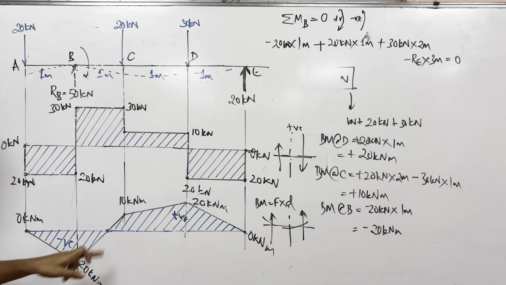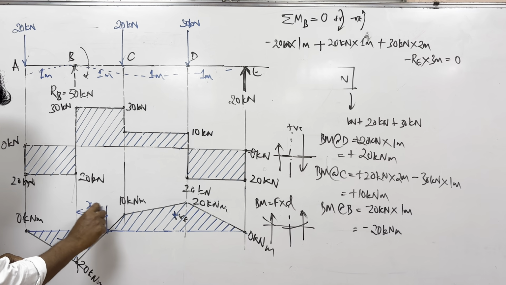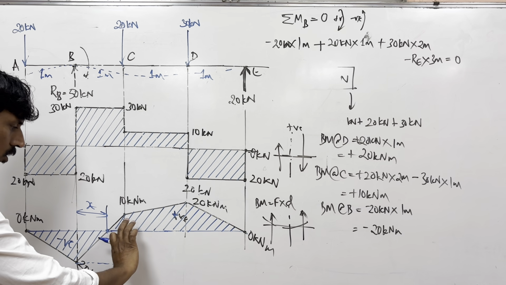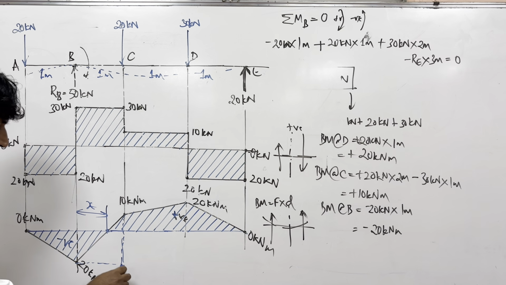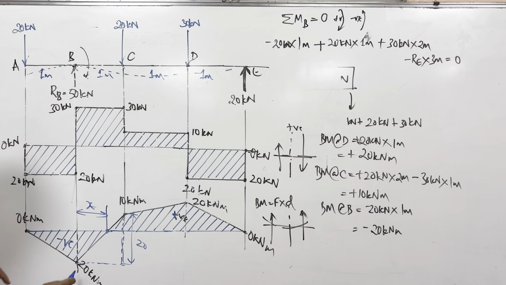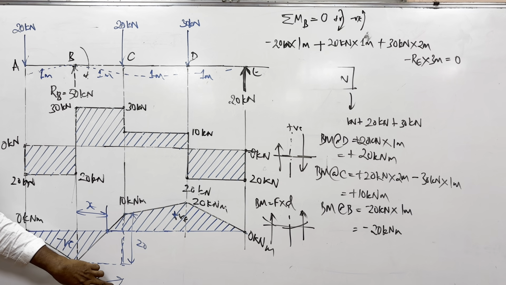So how do you locate this point? Look at what distance this point is. You can convert this into a triangle, something like this. Now what is the total height of the triangle? The total height of the triangle is 10 plus 30, so 30 here. And what is the length of the triangle at the bottom? 1 meter.